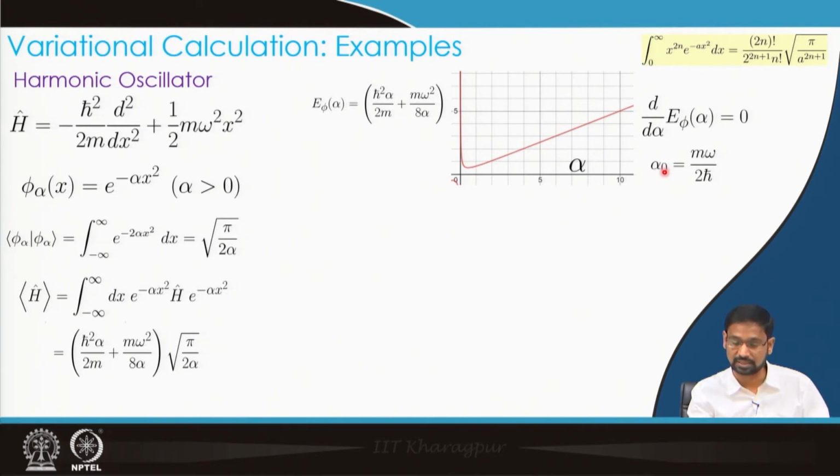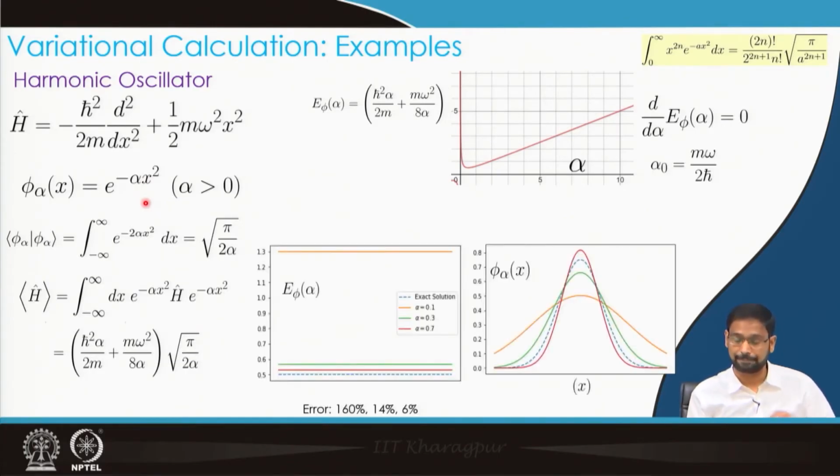Now, if you plug this alpha 0 value into this energy expression, it would give you the exact ground state energy of the harmonic oscillator. When you plug this alpha 0 into the wave function, you would also reproduce the exact ground state eigenfunction of the harmonic oscillator problem. But we will try to do that numerically. So, I have plotted the energy and the wave function for a series of alpha values. We will go through them.